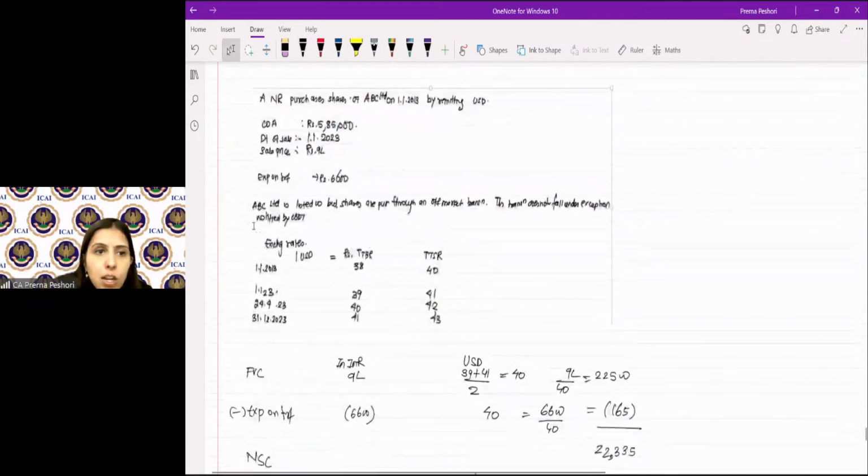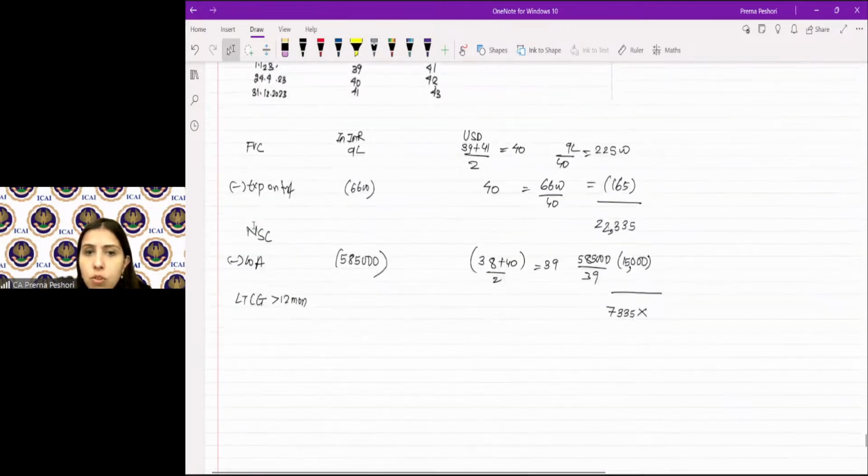Now I'll reconvert. The step 2 is to reconvert as on the date of transfer. So TTBR as on the date of transfer is 39. So my capital gain will be 2,86,065. Is this clear, students? So this is how the capital gain needs to be calculated. Yes or no, students? Yes? Fine?